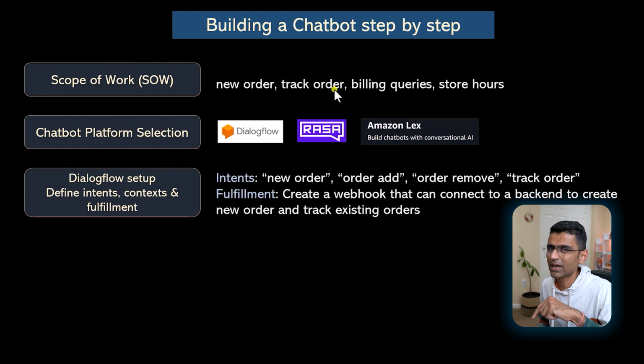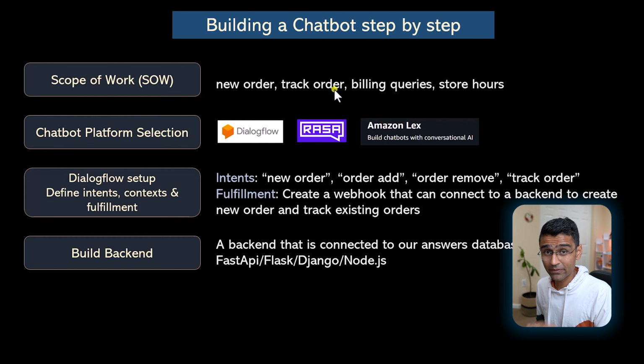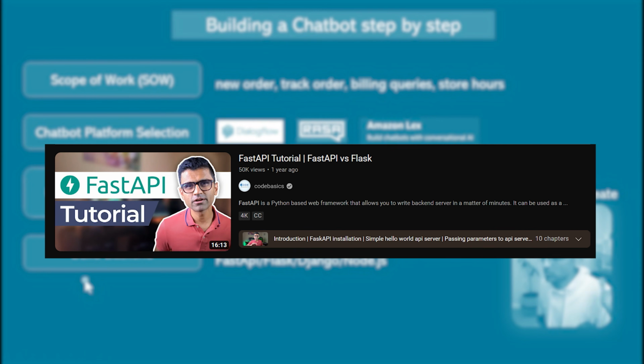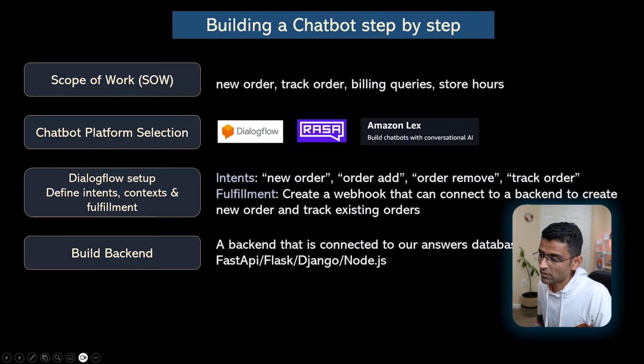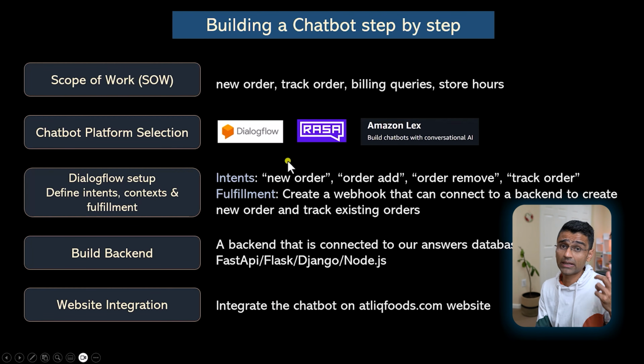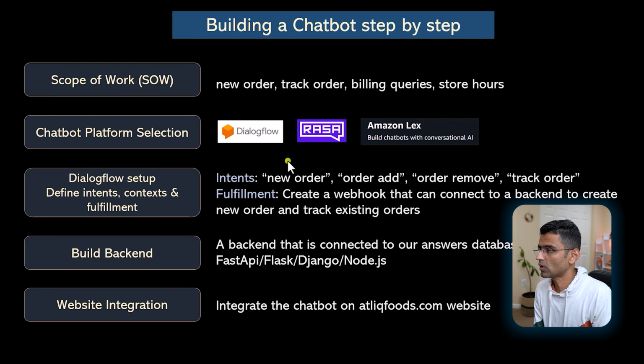I will tell you how I picked Dialogflow and why I didn't use Rasa. In Dialogflow, we have to set up something called intent and fulfillment. We will go into the details. Don't worry, I know these are all jargons. This is actually very easy. I will tell you later on. Then we will build the backend in Python and FastAPI. On this channel, there is a FastAPI tutorial which you can watch to get your fundamentals clear. We are not using Node.js, etc. And then in the end, we will integrate this chatbot into our website.